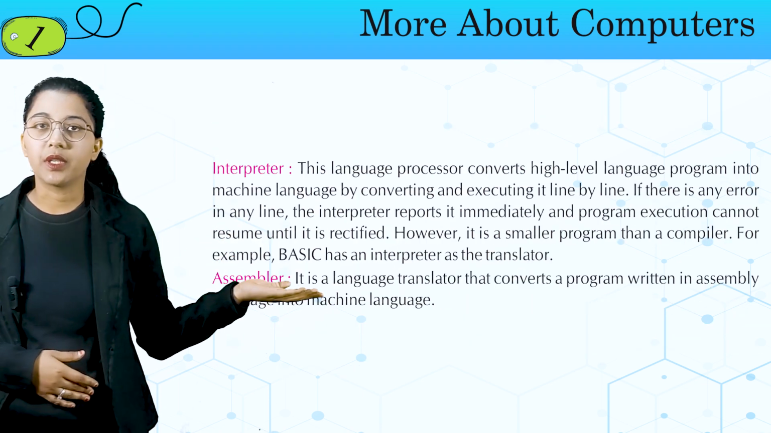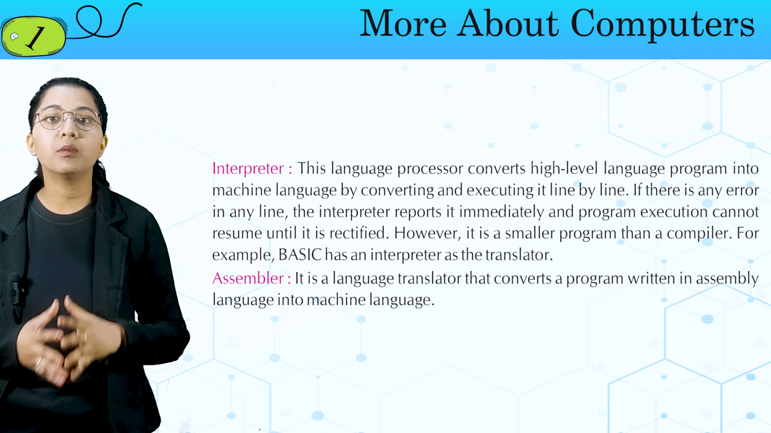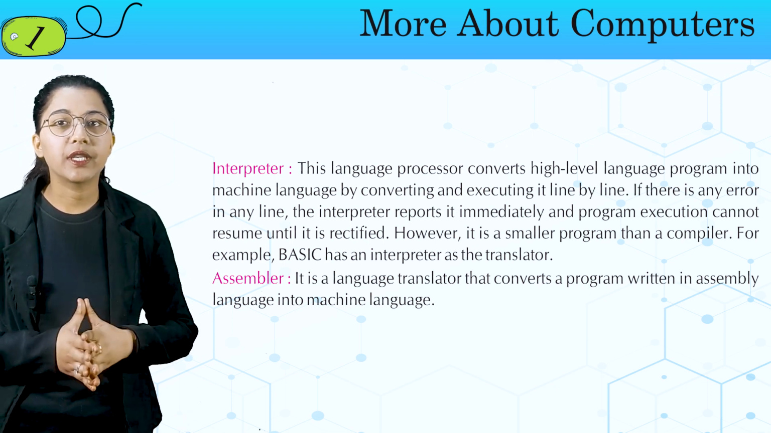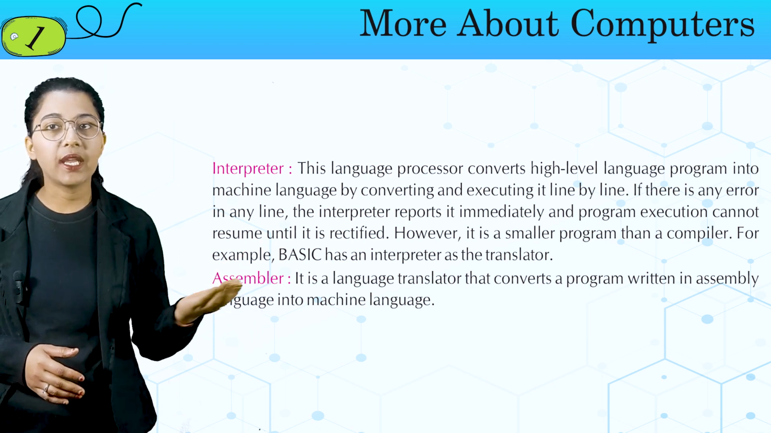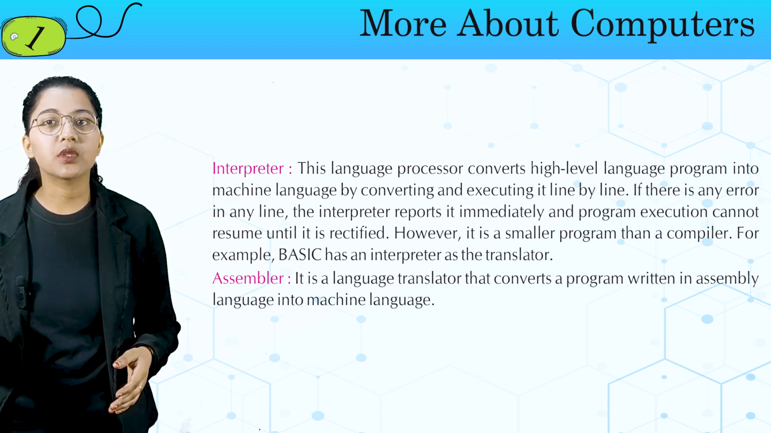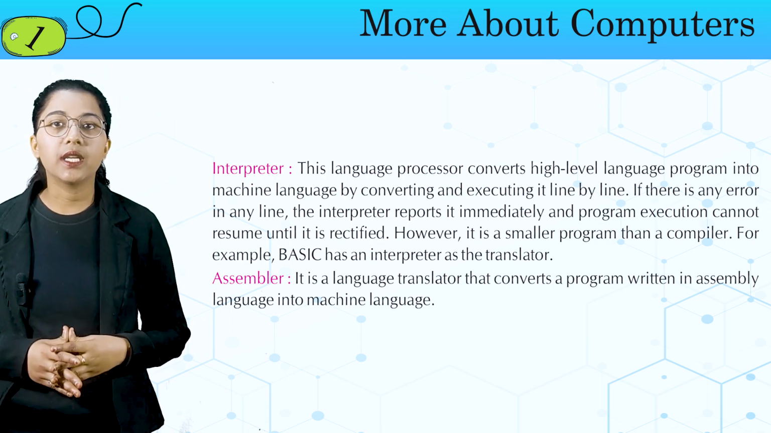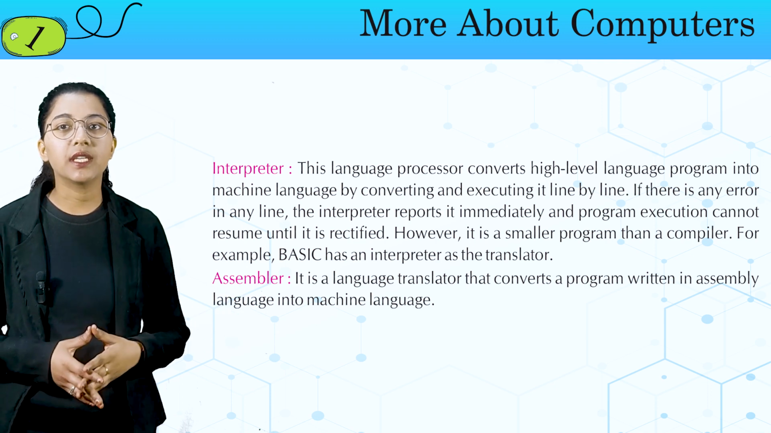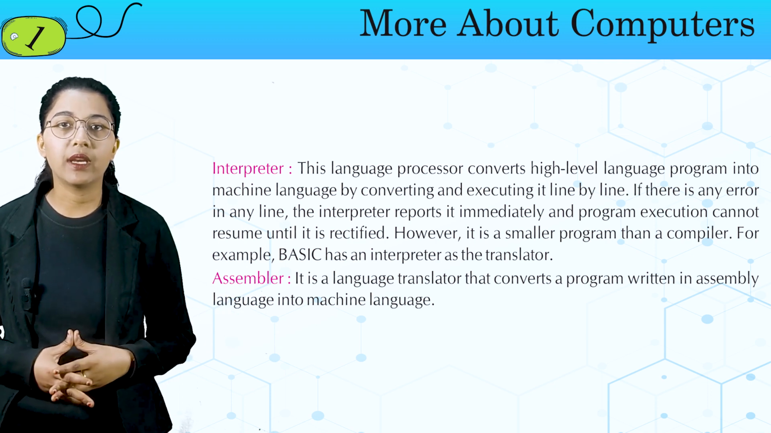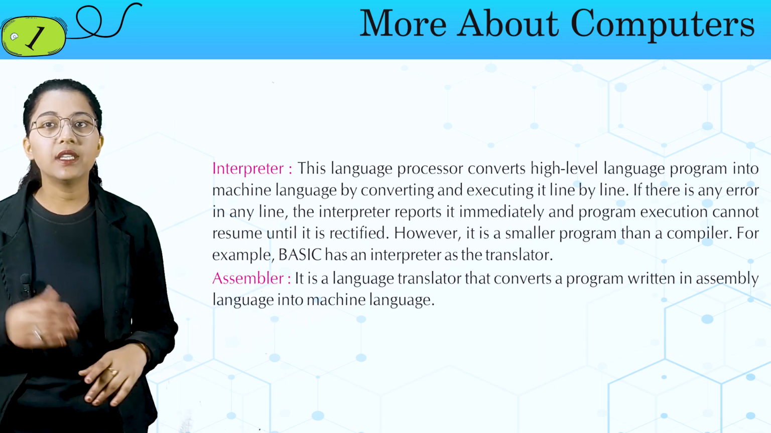Now we have interpreter. This language processor converts high-level language program into machine language by converting and executing it line by line. If there is any error in any line, the interpreter reports it immediately and program execution cannot resume until it is rectified. However, it is a smaller program than a compiler. For example, BASIC has an interpreter as the translator.